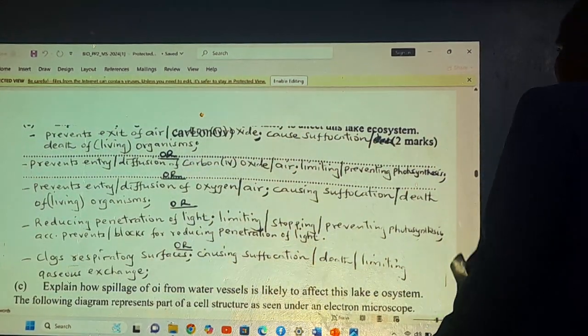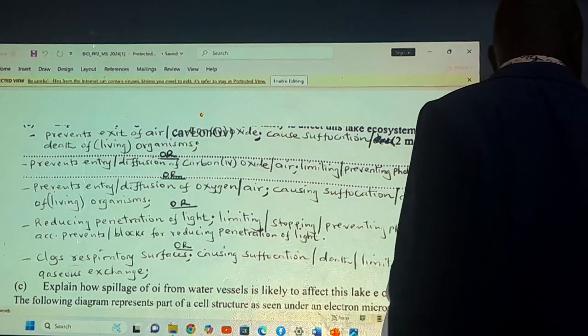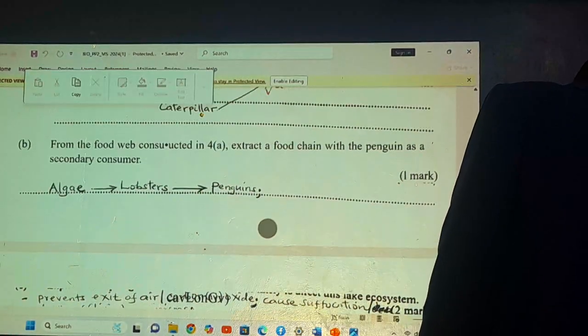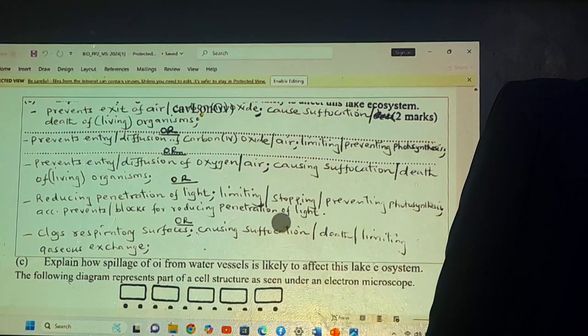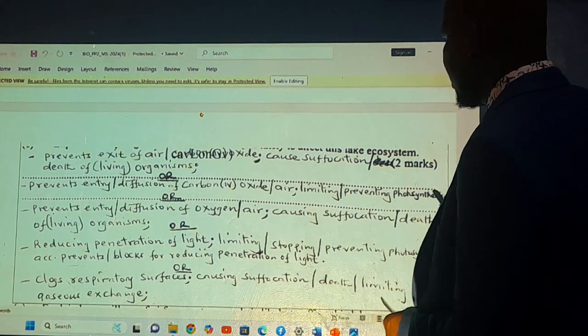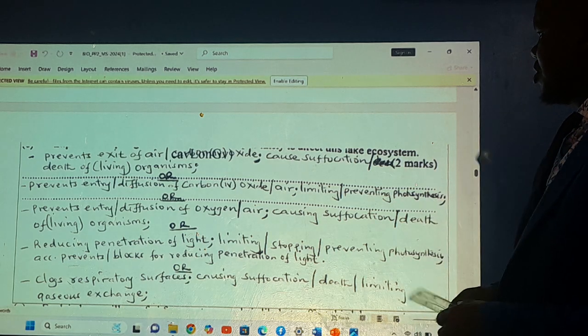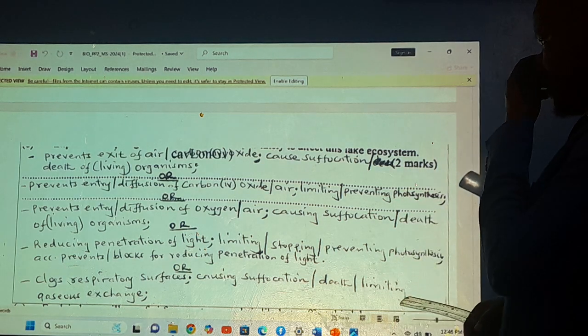Then from that point, our next question. The question is not that clear, but can you check: prevent exit of carbon 4?